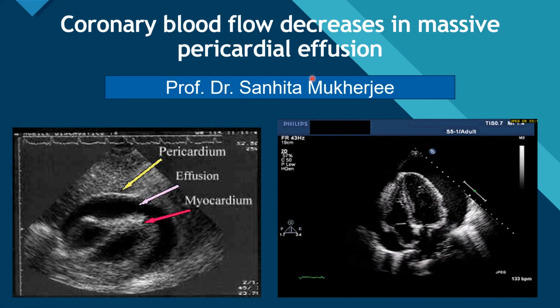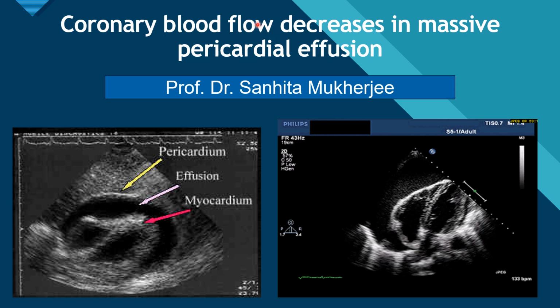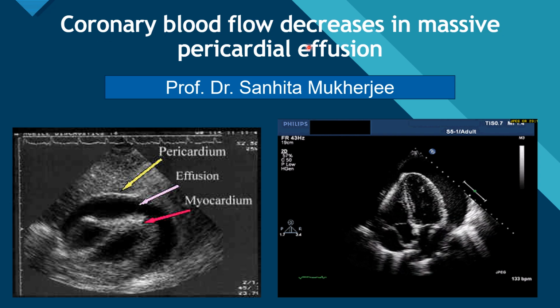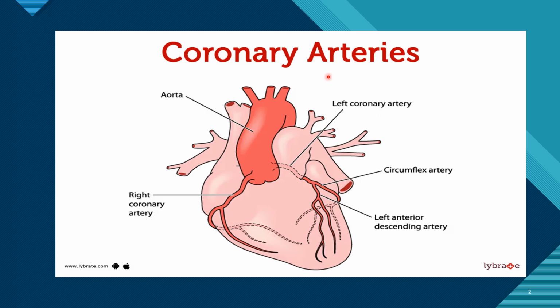Dear students, today we want to know why coronary blood flow decreases in massive pericardial effusion. Before understanding the pathophysiology, if we want to see the arterial supply of the heart, we'll see that the heart is supplied by the right and left coronary arteries.